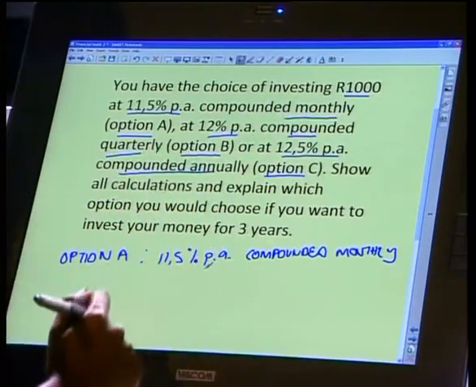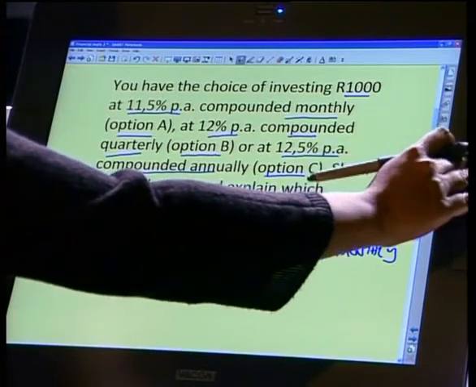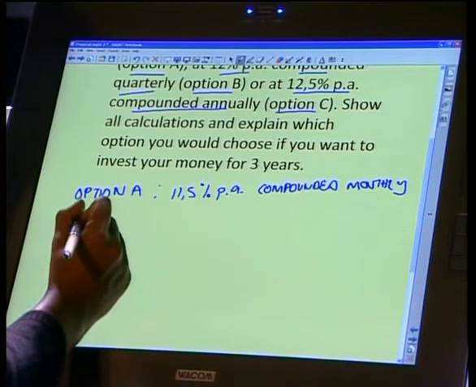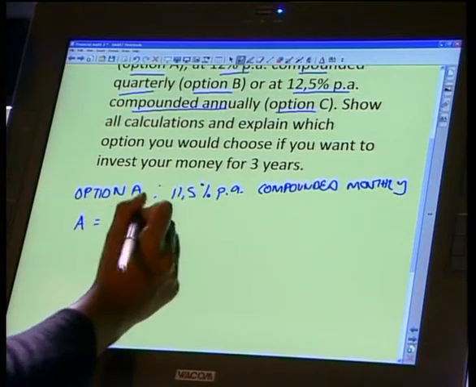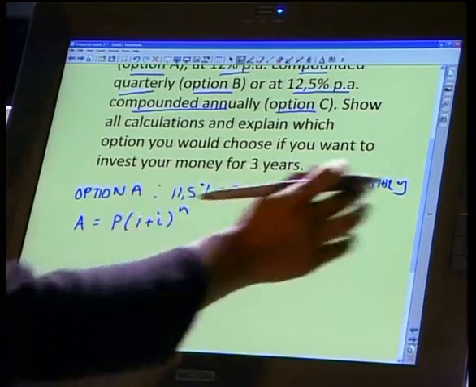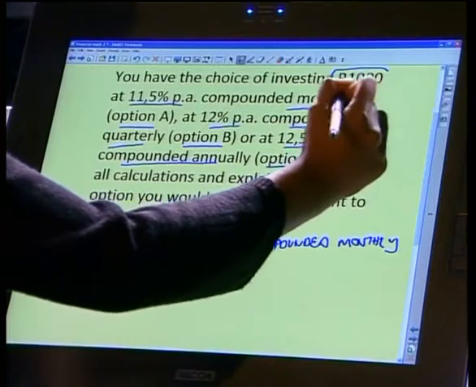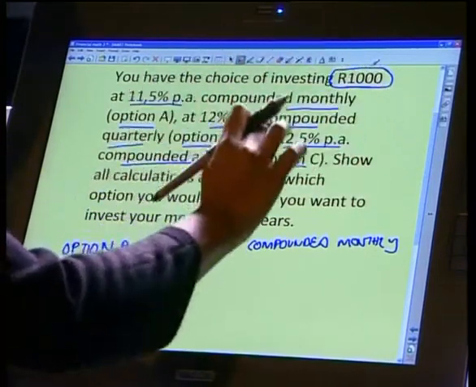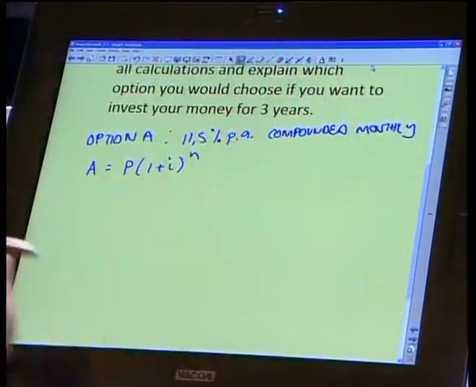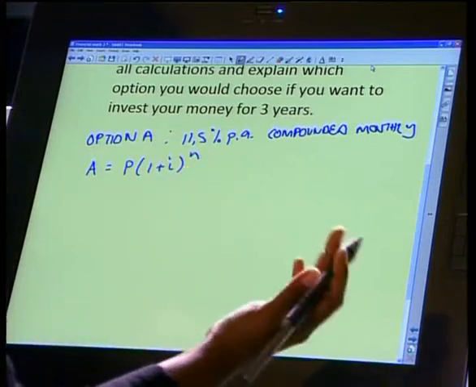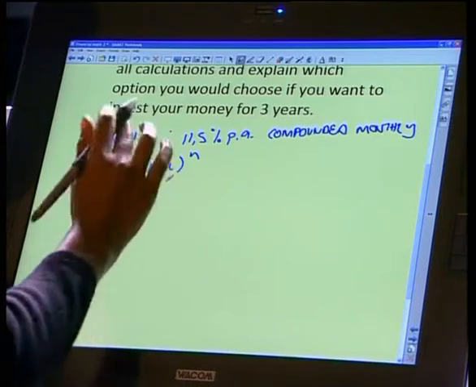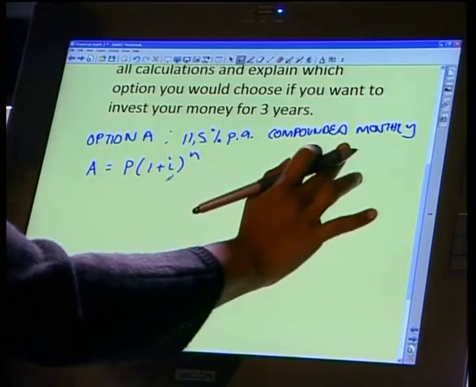to this 1,000 Rand. All of these are compound interest options, therefore we will use the formula A is equal to P times 1 plus I to the power of N. And because we are investing the same amount each time, we're investing 1,000 Rand, we will very easily be able to see which option is going to be the best. We're obviously going to go for the one that's going to give us the most out of that 1,000 Rand, or get us the most amount of interest out of 1,000 Rand. So in the first option, we've got 11.5% compounded monthly.